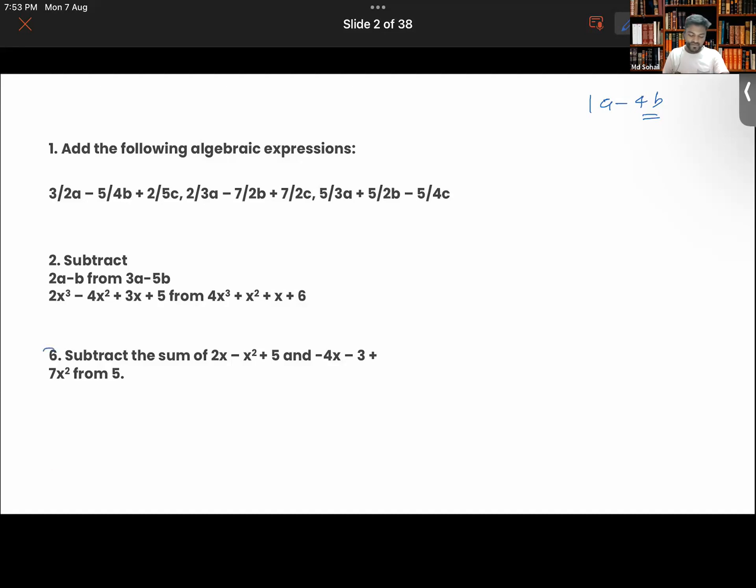For question number 30 here, you basically need to find the sum of 2x minus x squared plus 5 and the sum of the other expression, right? So basically, it's going to be 5 minus 2x minus x squared plus 5 plus minus 4x minus 3 plus 7x squared. Getting it? That is what we are required to do.